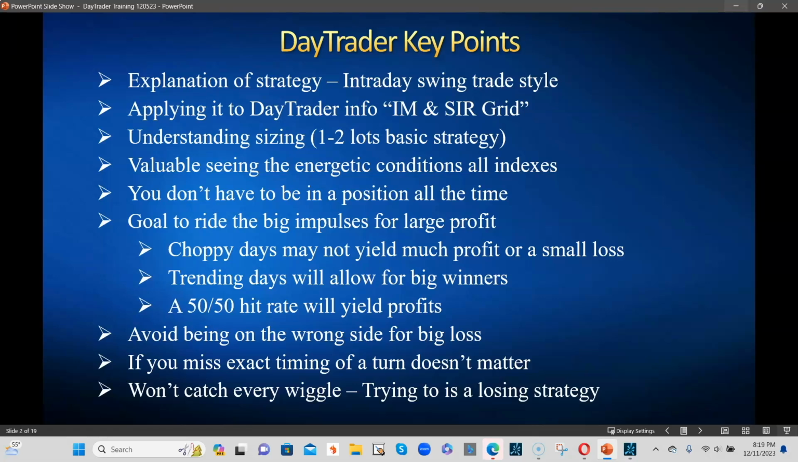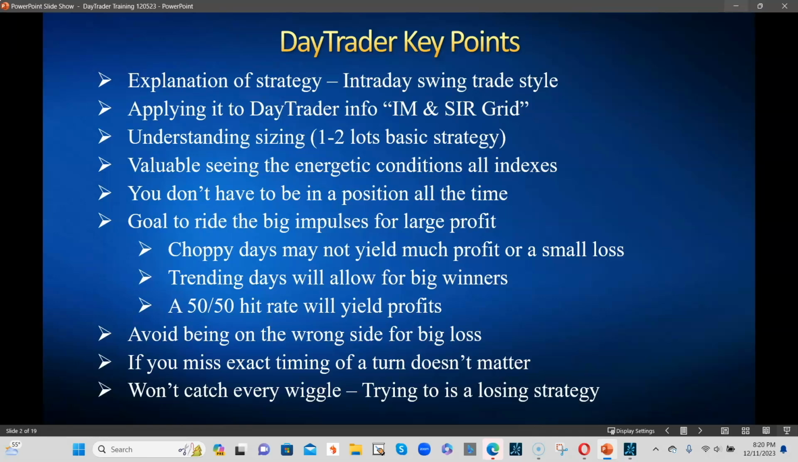In other words, there's going to be some times when the market is very choppy, there's no setups going on, and there may be only a couple times during the day when you're trading a swing trade style that you do have positions on. There's some days when you may take a long ride on some things, and there's some days that are very choppy. The goal is to ride the big impulses for a larger profit. Choppy days may not yield much of a profit or even a small loss, no matter what style you're trading, except maybe if you're trading a style that you're just selling all the pops and buying all the sell-offs, and that is not a style that overall is going to yield a profit.